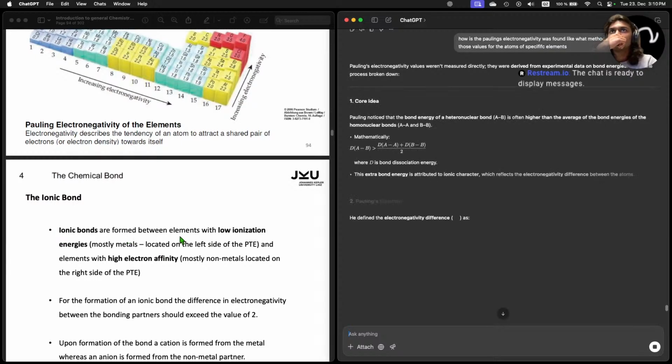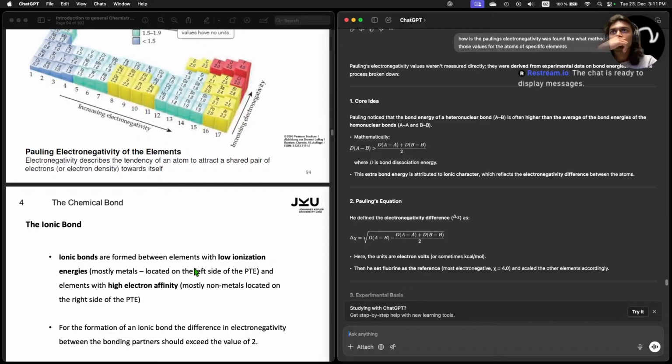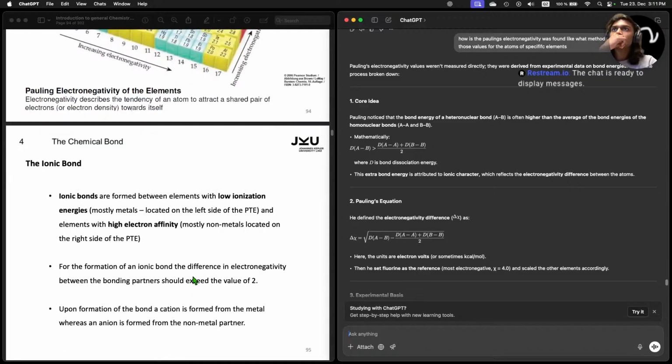Ionic bonds are formed between elements with low ionization energy, mostly metals, located on the left side of the periodic table. For the formation of an ionic bond, the difference in electronegativity between the bonding partners should exceed the value of 2.